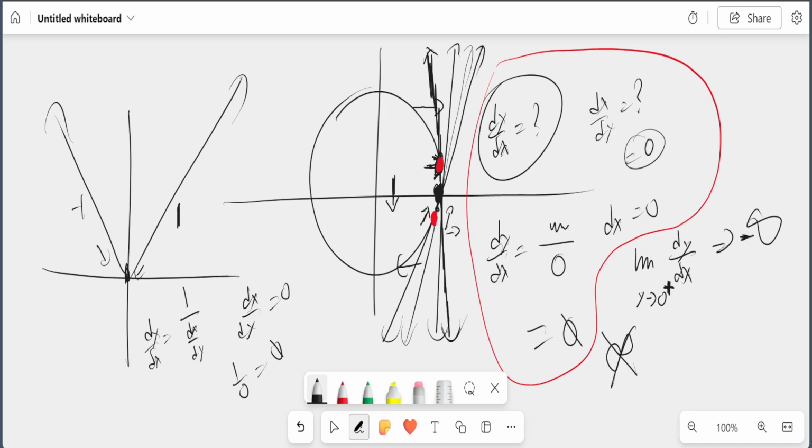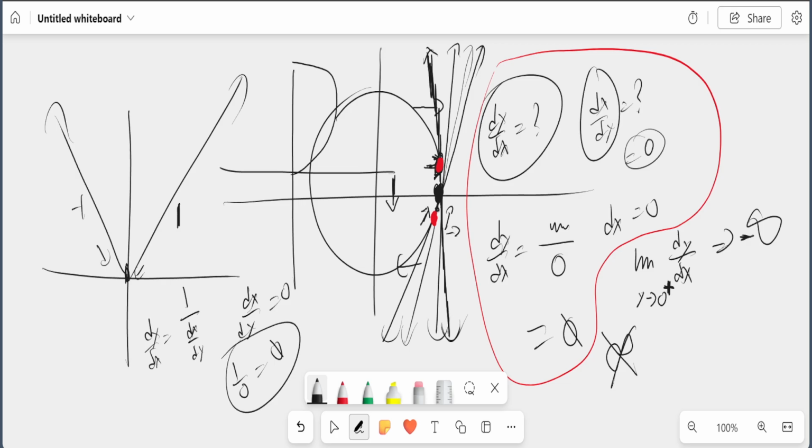If you want to turn off your brain a little bit, you could just say a vertical line is undefined. But the reason it's undefined is because when there's a vertical line, your dx dy is 0. You can try however you want. If you draw a graph, dx dy will be 0 when it's a vertical line. So dy dx, which is 1 over dx dy, you'll get 1 over 0, which is undefined.